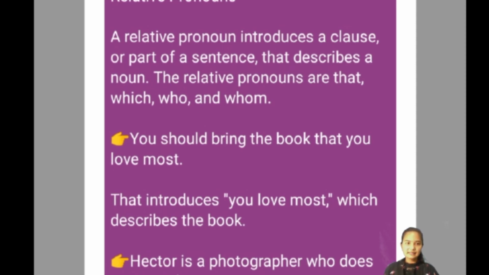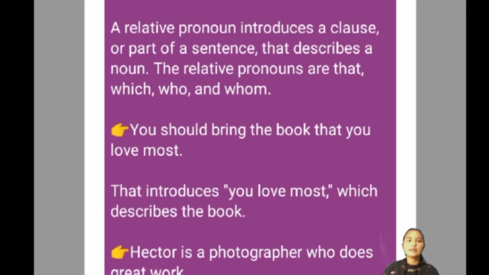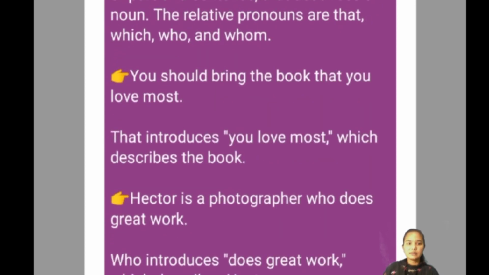So we can understand easily because we are very familiar with this word relative. That is what it will describe, our relation, right? So what is it? Our relative pronoun introduces a clause or part of a sentence that describes a noun. It will introduce that part of a sentence which will describe a noun. These are all the relative pronouns. Okay, these are examples.